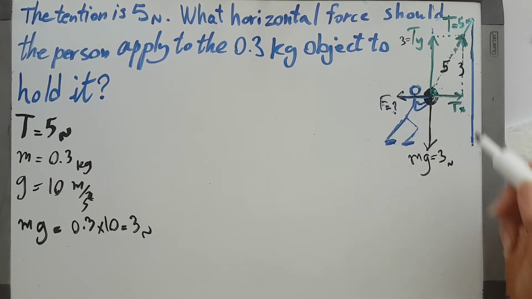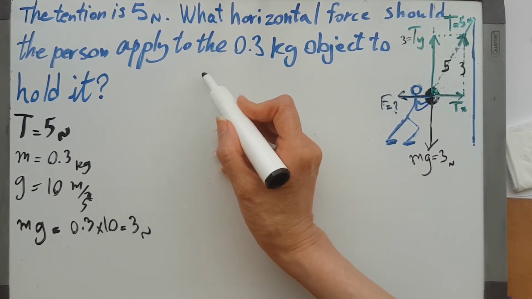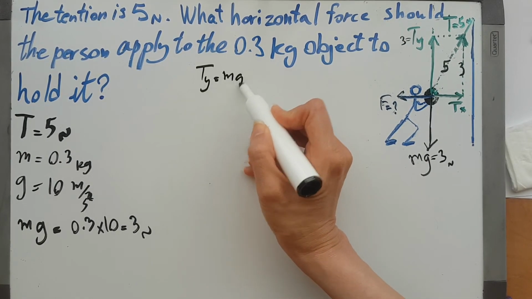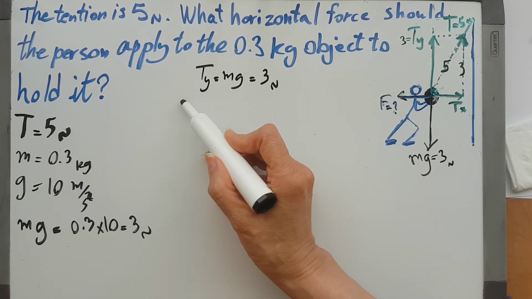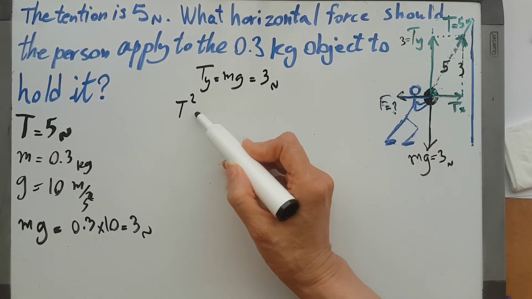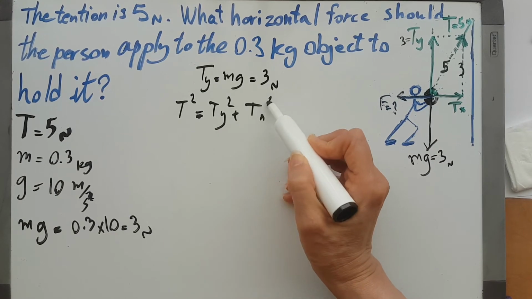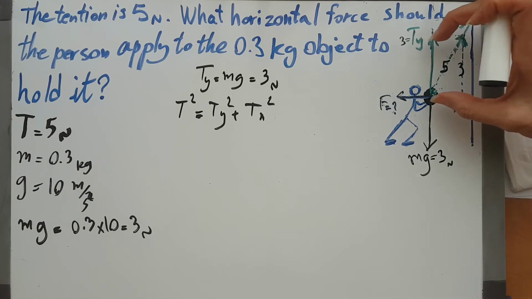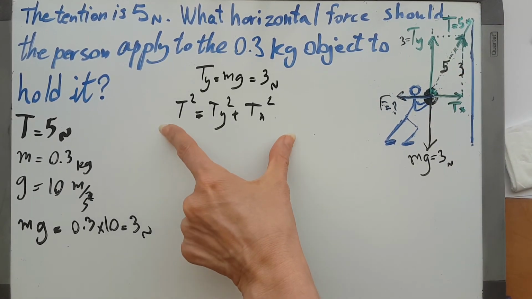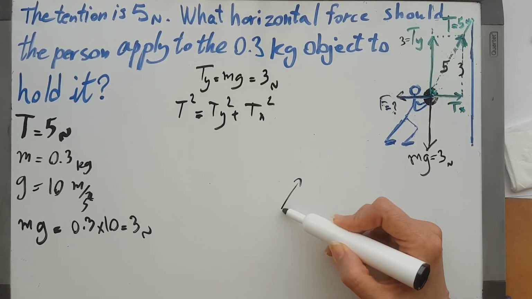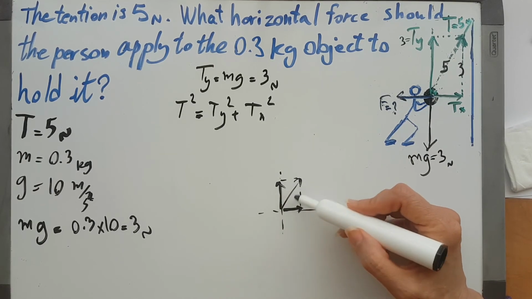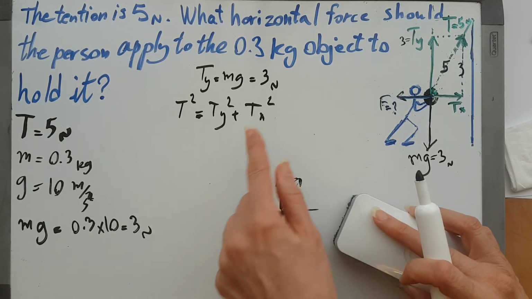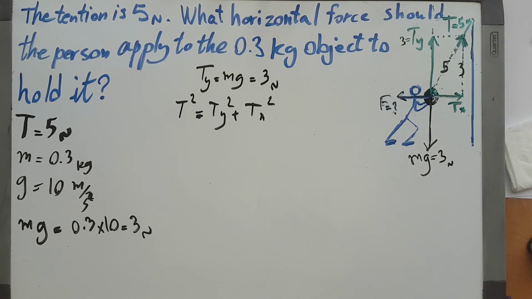I can easily use the Pythagorean theorem to find the Tx, and then I will find what I need. So I'm just going to write down what I said. Of course, Ty equals mg, therefore equals 3 newtons. I know that T squared equals Ty squared plus Tx squared. This is the Pythagorean theorem, and this is always the case, because every time you divide a force into its x and y components, you are always faced with a right angle, and you can always use the Pythagorean theorem. It's mentioned previously in our math videos.